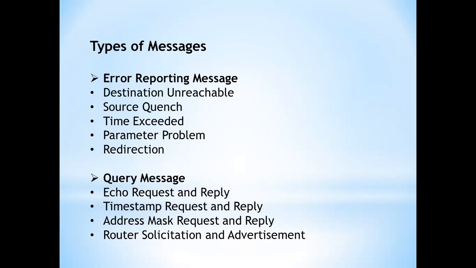And next is the parameter problem message. There should not be any errors in the header part of the packet. If the router or the destination host comes across such errors or missing values in the fields of the datagram, then it simply discards that datagram and sends the parameter problem message back to the source originating that message.